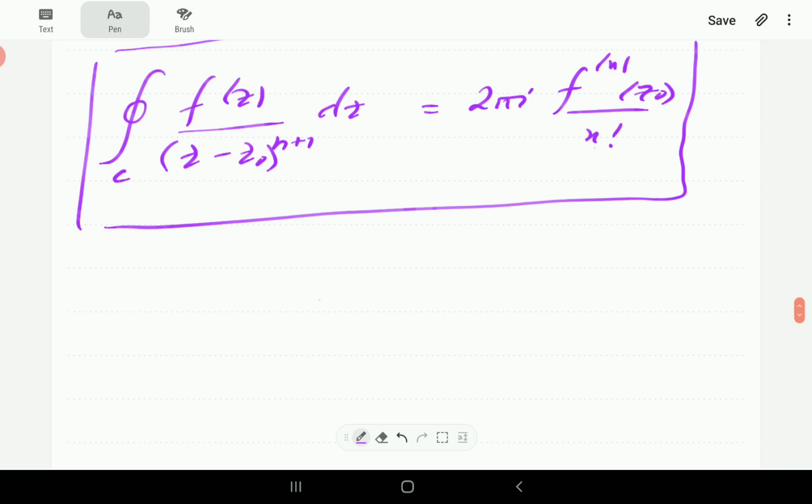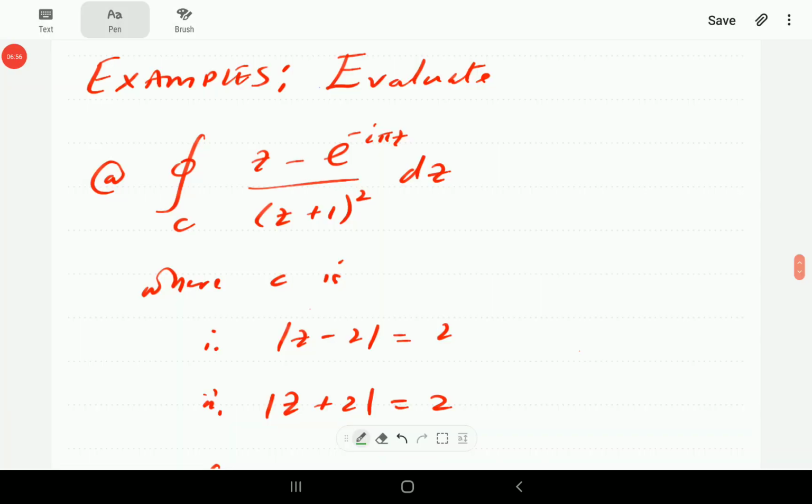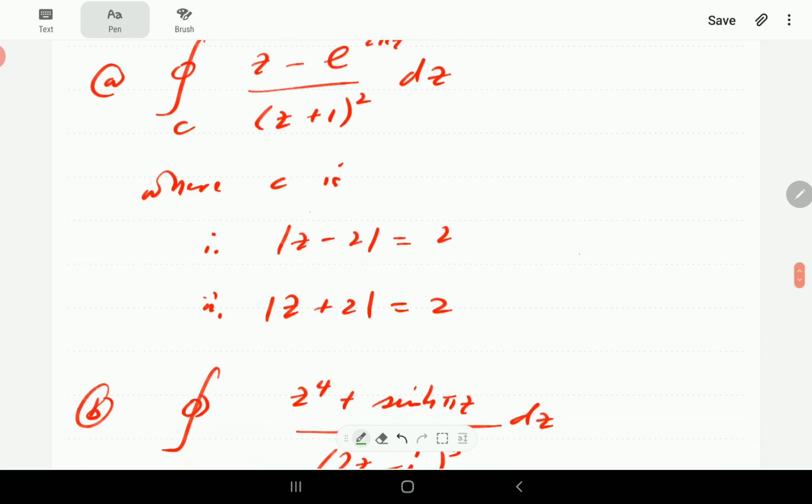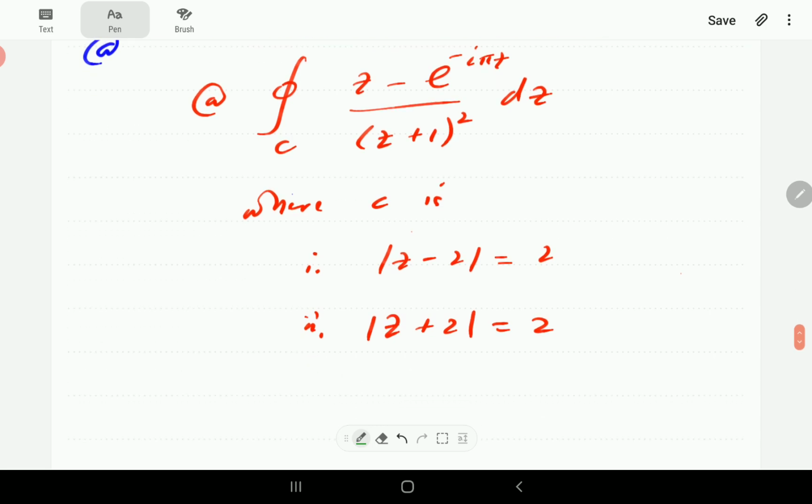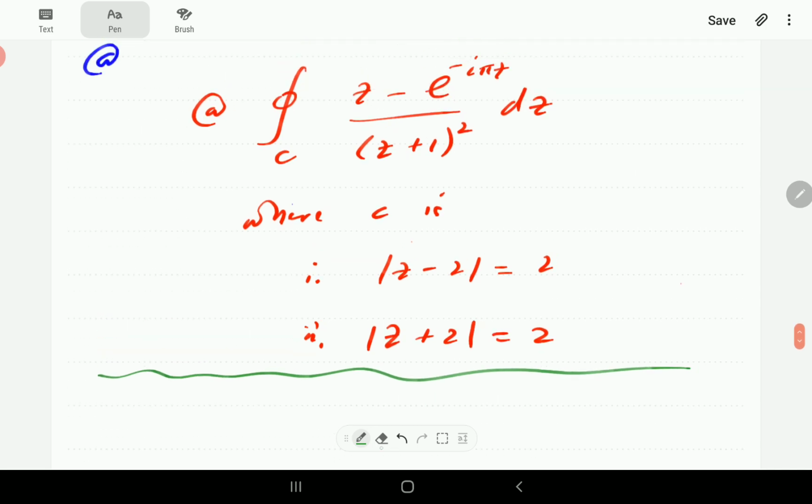Let's now look at some examples. In this first example, we are going to be integrating this function around the contour. In the first instance, mod z minus 2 equals 2. In the second instance, mod z plus 2 equals 2. So for starters, the singularities of this function are going to be when z is equal to negative 1.